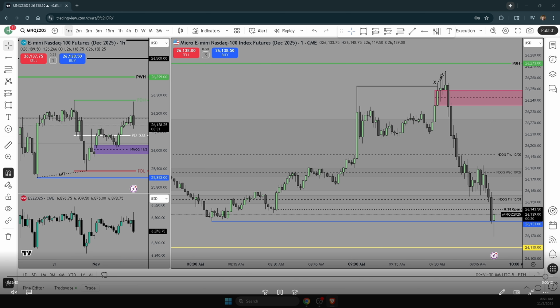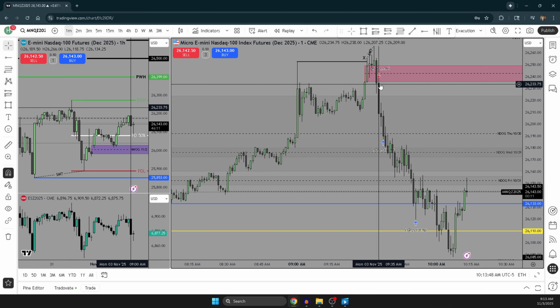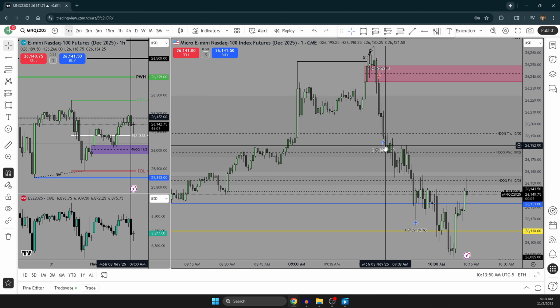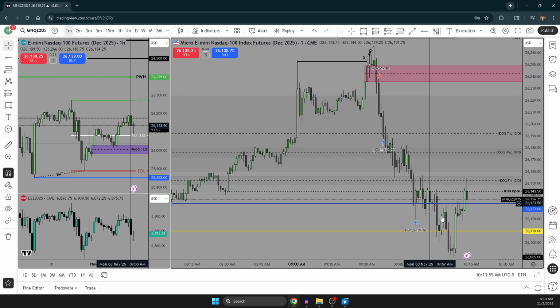So hope you enjoyed this trade. Let's go look at the screenshot one more time. Sold right here, partials, final partial here, and then look at that, it's starting to form a reversal down here. So yeah, beautiful trade, great way to start the week.